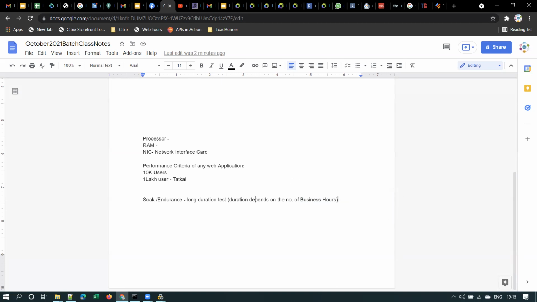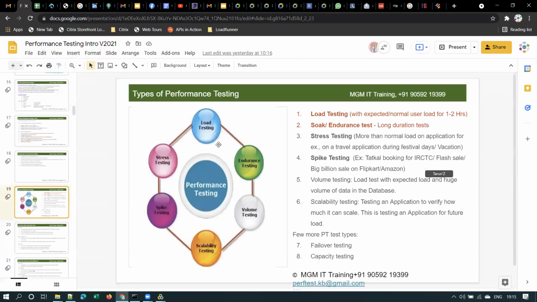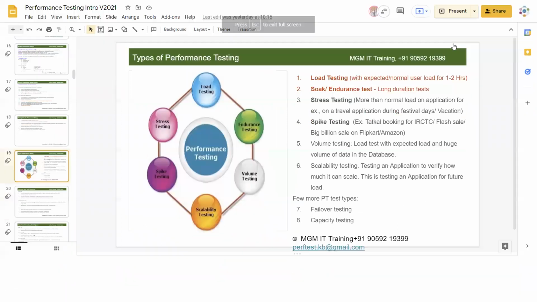Generally, this soak or endurance test we will be doing for 8 hours, 12 hours or 16 hours and so on. Endurance tests are nothing but long duration tests, done based on the number of business hours of the application. Clear, guys?